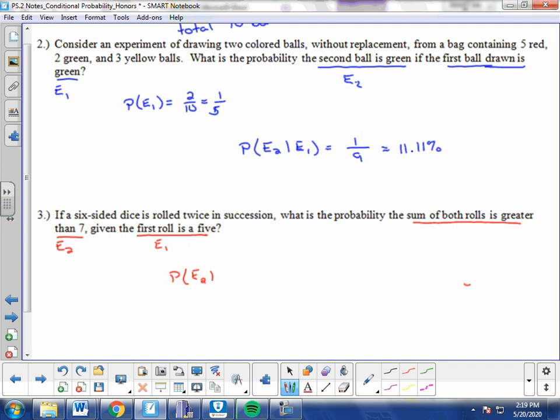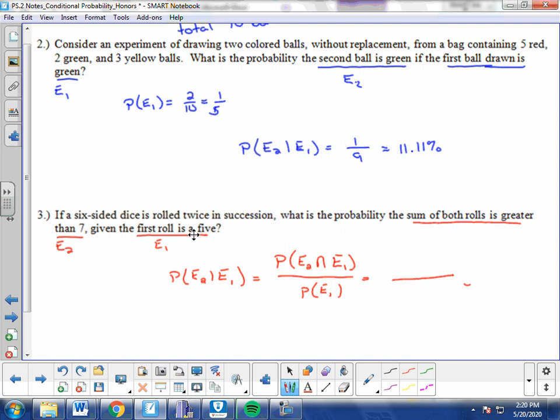So I'll just go ahead and write this notation again. The probability that event 2 occurs given event 1 is the probability that event 2 and event 1 occur over the probability that event 1 occurs. So let's start with the denominator. It's probably a little easier to come up with this probability. What's the probability that the first roll is 5?